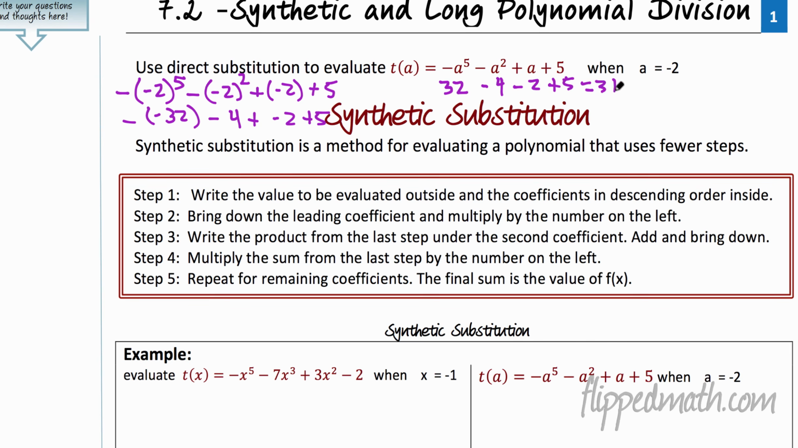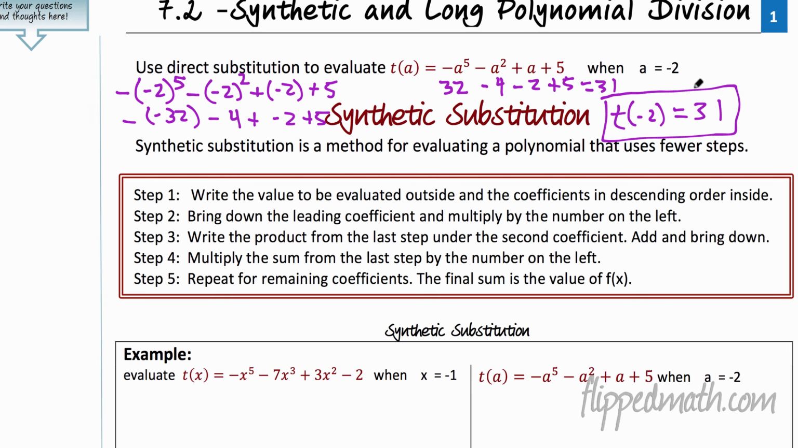So this equals 31. So the proper way to write this would be to say that t of -2 is going to equal 31. All right, this is going to come up later. We're just going to put that on pause for now.